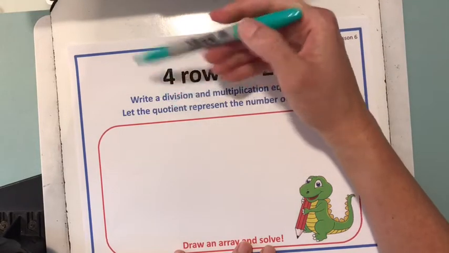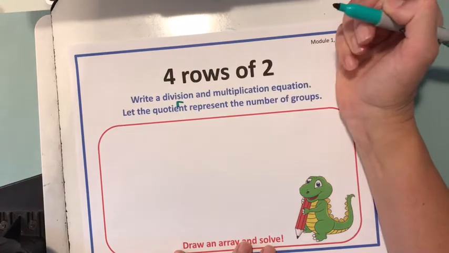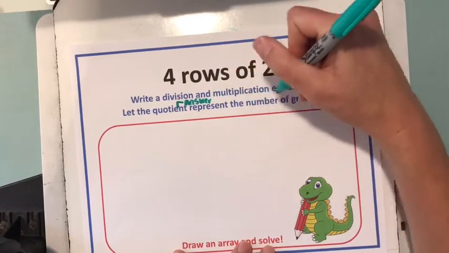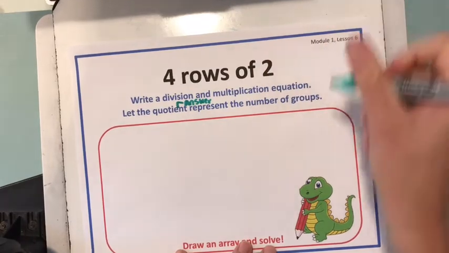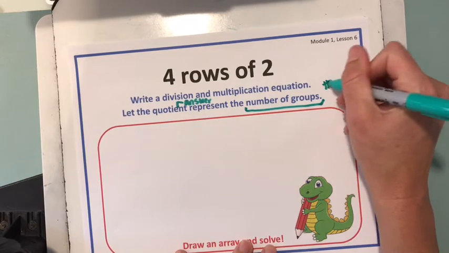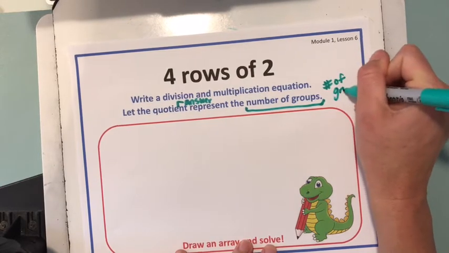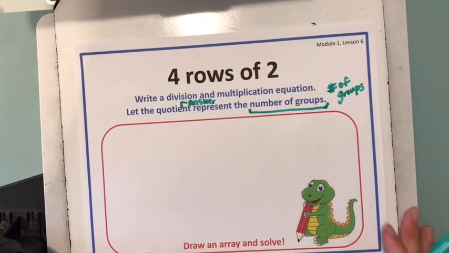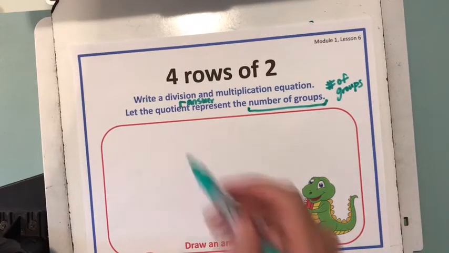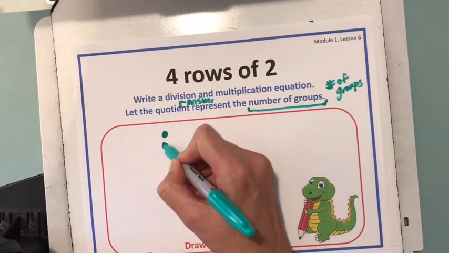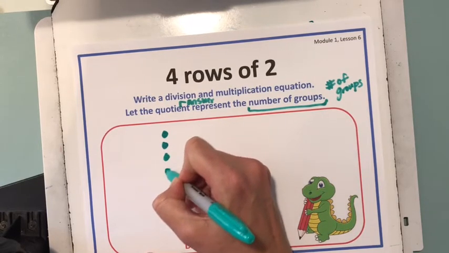Let the quotient, remember that's the answer, represent the number of groups. So they want our answer to represent the number of groups. Okay? So let's set that up. So we have 4 rows of 2. So I know I have 4 rows. So I'm going to go ahead and draw 4 rows. 1, 2, 3, 4. And I'm going to draw a line.